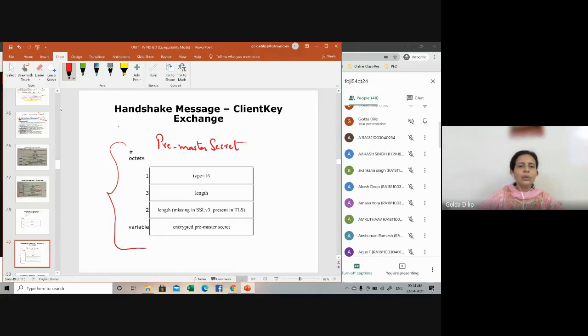So Alice will be sending this. Alice will be sending the pre-master secret key encrypted with the server's public key. Okay, so that's what the client key exchange is all about.